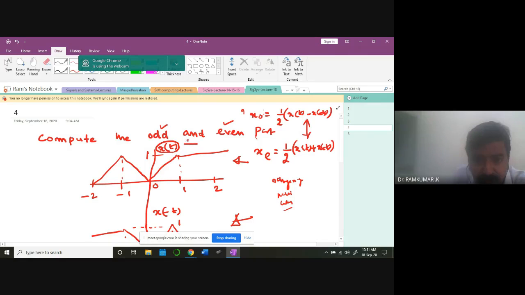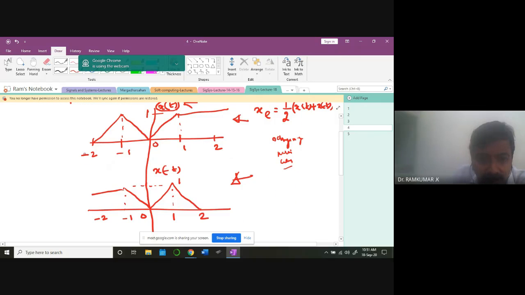Now this is x of t. Then what is x of minus t? Reverse it. Whatever value is at minus 2 is going to be at 2. Whatever is at minus 1 is going to be at 1. Whatever is at 0 is going to be at 0. Whatever is at 1 is going to be at minus 1. Whatever is at 2 is going to be at minus 1. You simply reverse the signal, and you get x of minus t.